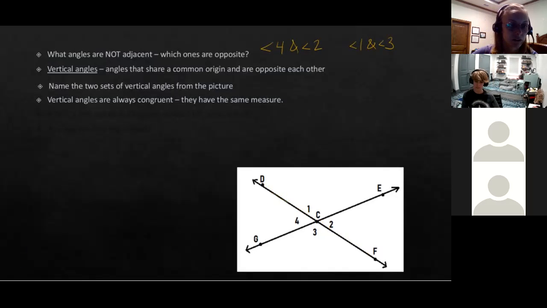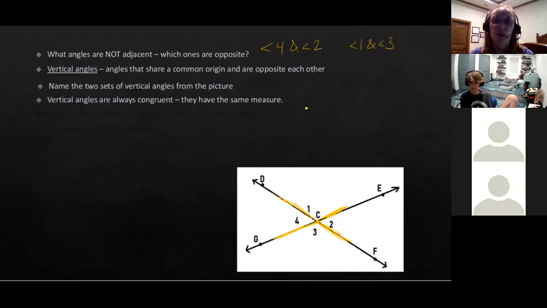So let me find a different color. Okay. So here, these two rays make up angle 1, and then exactly opposite, CE is also connected to CG because they're still the same line. So that ray, and then CD and CF are really the same line. So there, they use the same lines and the same vertex, they're just opposite of each other. Okay, so the two sets of vertical angles would be 4 and 2 and 1 and 3.